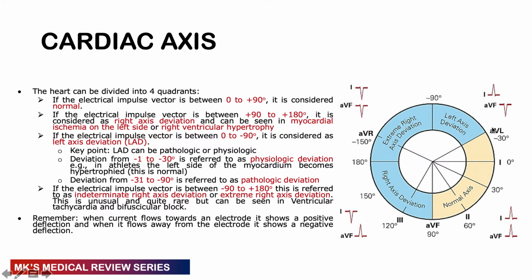Of course, if these changes are only seen in lead 1 and lead aVF, we refer to that as physiologic. But if we also see changes in lead 2, then we say that it's significant, or most possibly pathological left axis deviation. We're going to see some changes in lead 2, where the wave in lead 2 is also going to be facing downwards. We call that pathologic deviation. So it will be within the range of minus 31 to about minus 90.